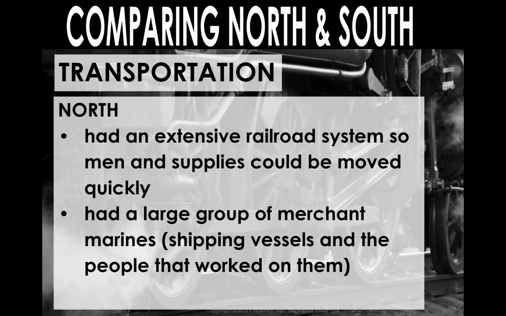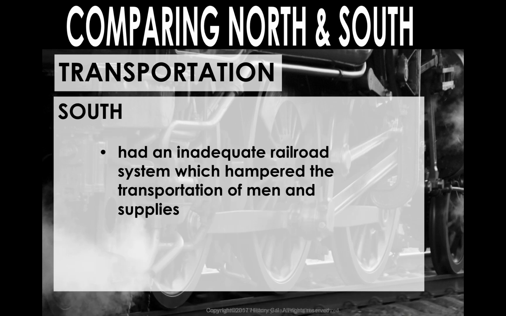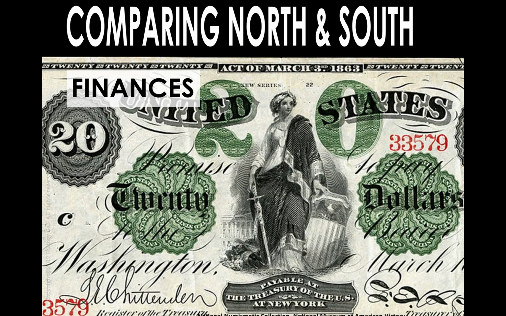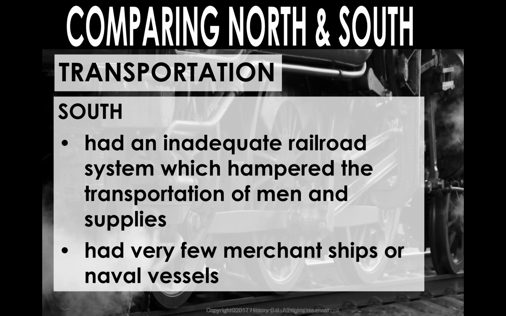Transportation. The North had an extensive railroad system, so men and supplies could be moved quickly. They also had a large group of merchant marines, so they had shipping vessels and the people that worked on them. And they had naval supremacy. The South, on the other hand, had an inadequate railroad system, which hampered the transportation of men and supplies. So there was a huge difference in the effectiveness of the railroad system between the North and the South. And the South had very few merchant ships or naval vessels. Naval vessels meaning military ships.